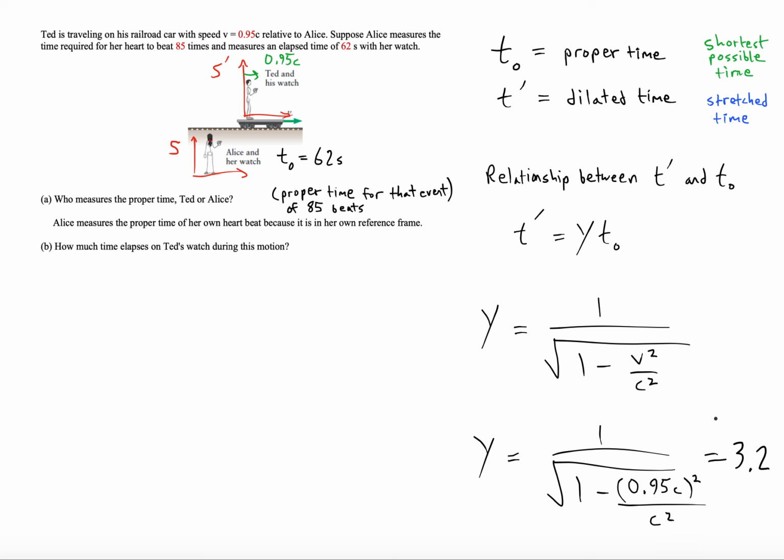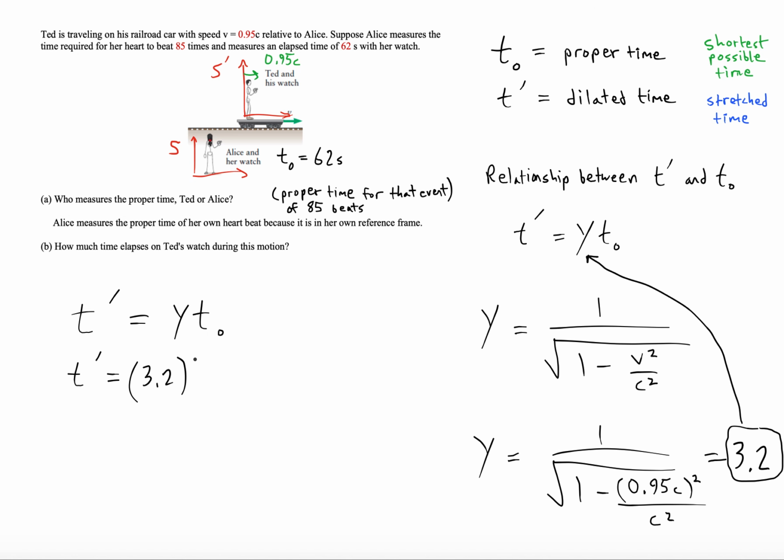So now we just want to take that gamma and plug it in here, and we can solve for T prime. I get 199 seconds as measured by Ted. As you can see, it is a dilated time. It's a longer time than Alice would have measured.